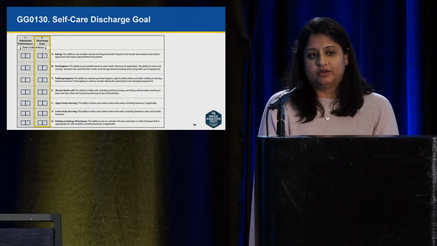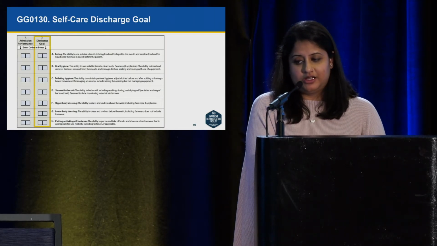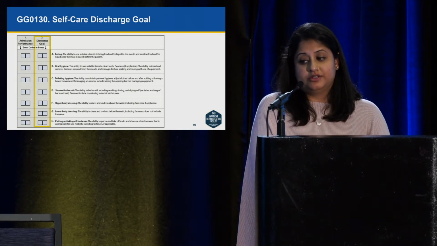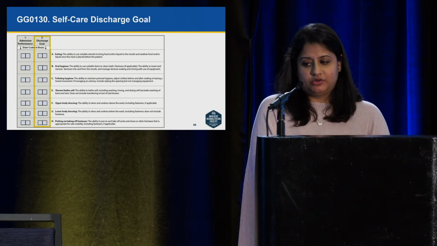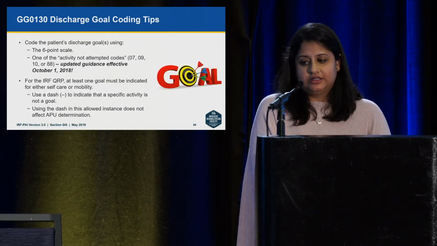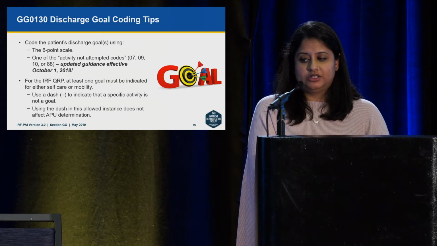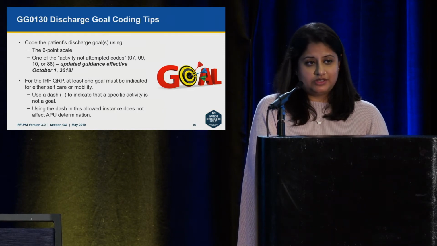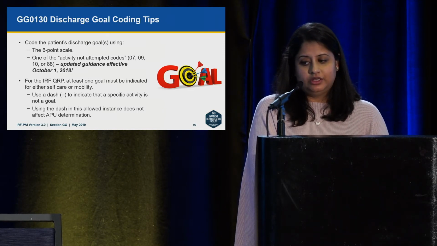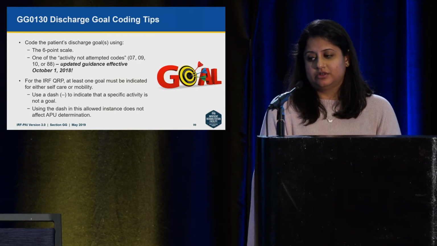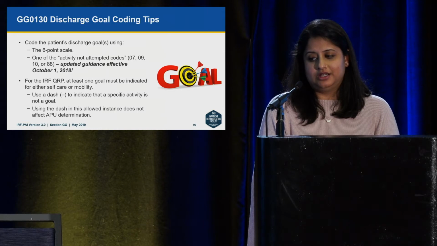Okay, so on the IRF-PAI, you also see the same column that says discharge goal under GG0130 self-care discharge goal, and this is where you would complete the discharge goal based on the activities. For discharge goal coding tips, we say you should code the patient's discharge goals using the 6-point scale that we just went through, and one of the activity not attempted codes, 07, 09, 10, or 88.